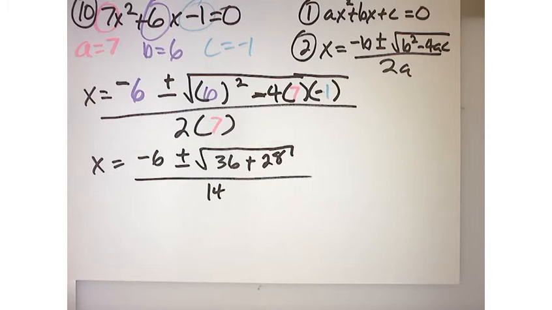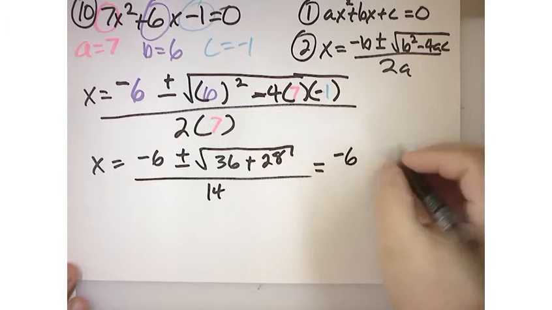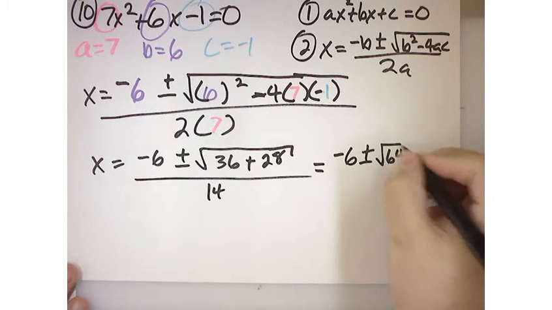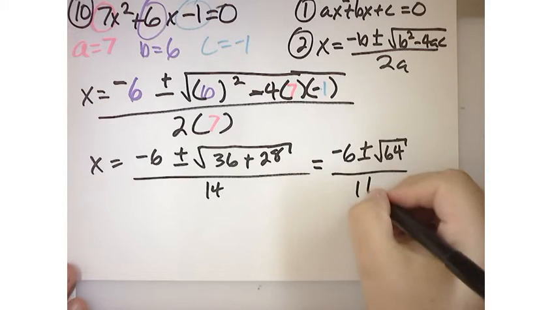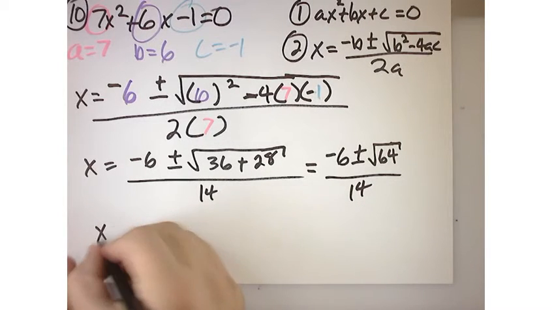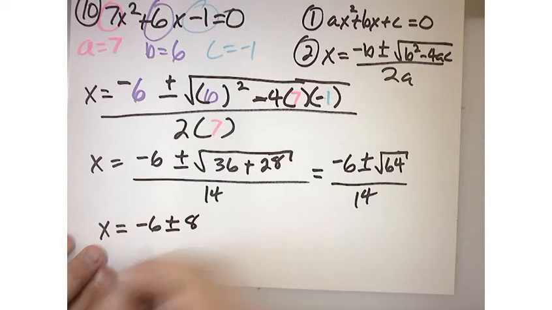Yeah? Okay. Minus 6 plus or minus the square root of 64. Wait a minute. That looks familiar. What is the square root of 64? 8. So I've got x is equal to negative 6 plus or minus 8 all over 14.